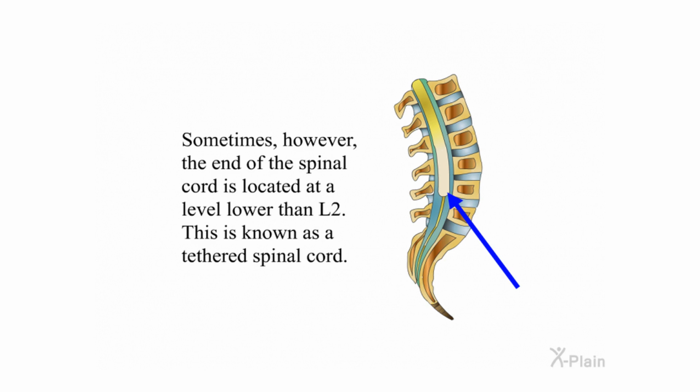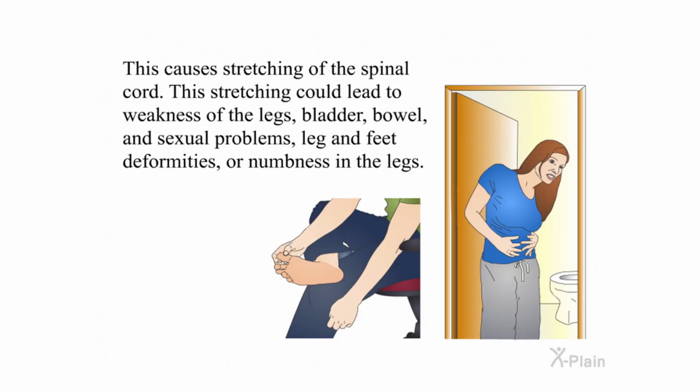Symptoms and their causes. Sometimes, however, the end of the spinal cord is located at a level lower than L2. This is known as a tethered spinal cord. This causes stretching of the spinal cord. This stretching could lead to weakness of the legs, bladder, bowel, and sexual problems, leg and feet deformities, or numbness in the legs.